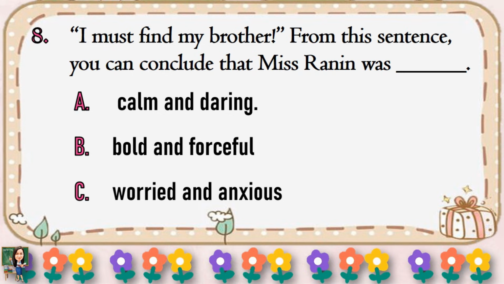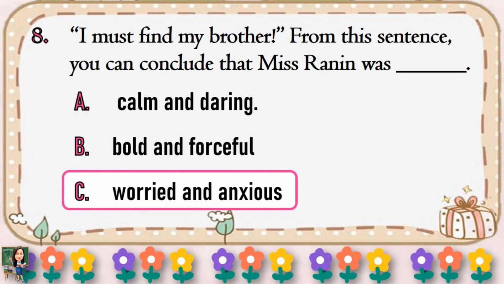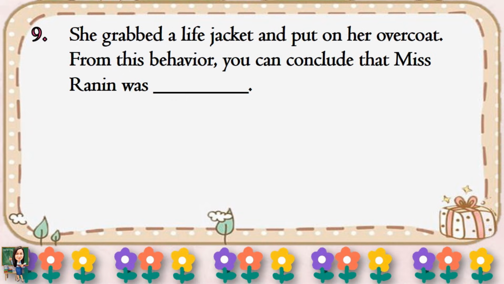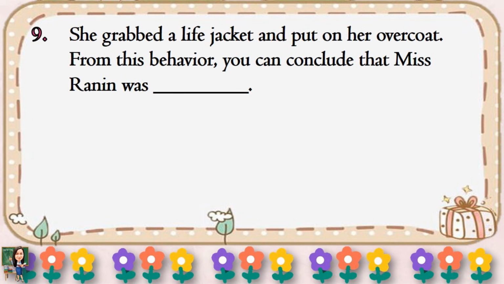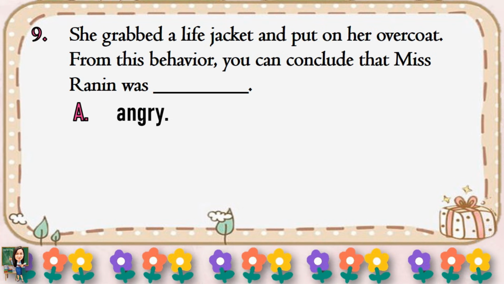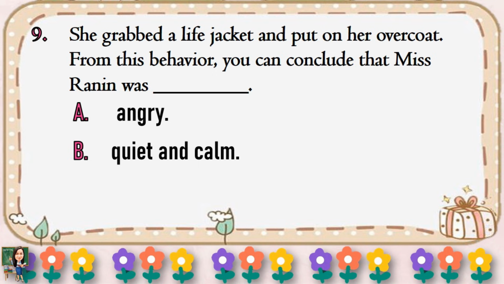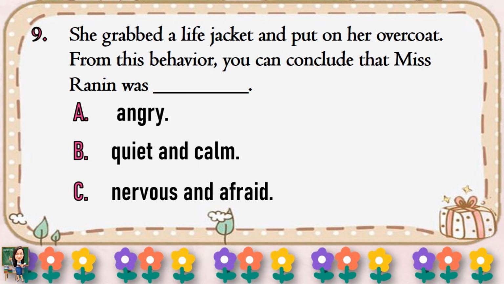Very good. The correct answer is letter C. Worried and anxious. Number 9. She grabbed a life jacket and put on her overcoat. From this behavior, you can conclude that Miss Ranin was A. Angry, B. Quiet and calm, or C. Nervous and afraid. What is the correct answer?